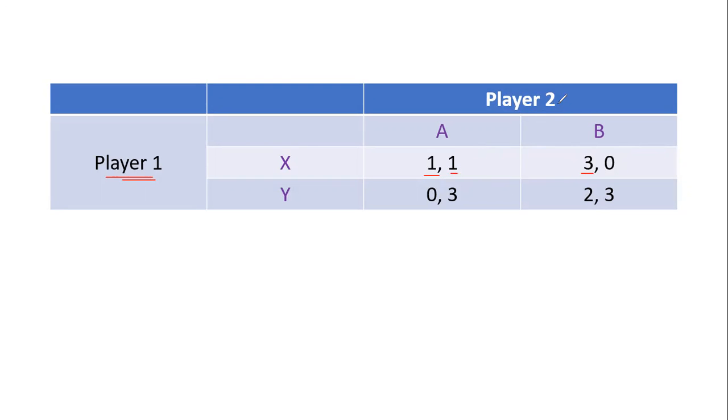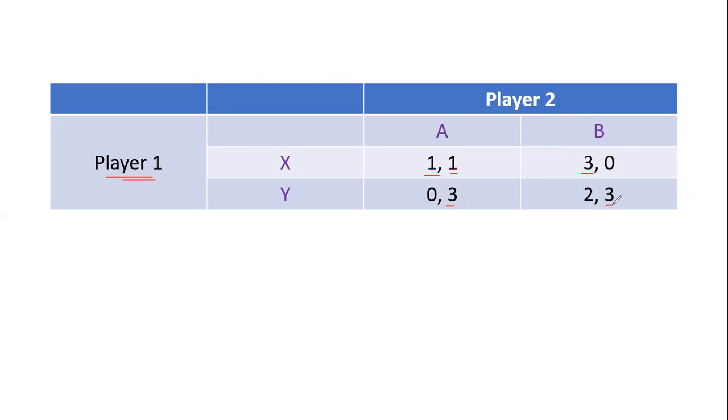If player 1 plays Y, what should player 2 play? The payoff of player 2 is the same in both cases. If he plays A or B, the payoff is 3. So underline both. This is the first stage.